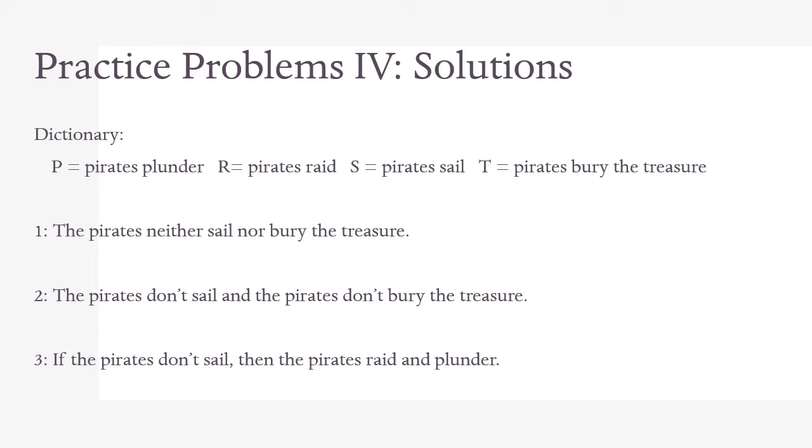Again, let's just go ahead and follow our process that we've been doing, looking for our letters first. So we have neither sail nor bury treasure. So we know we have an S and a T. The pirates neither nor. If you remember from last time, neither nor is the negated version of the terms used in place of either or. So what's implied is it's not this side or it's not this side. So that's how we can write neither nor. It's not this or it's not this.